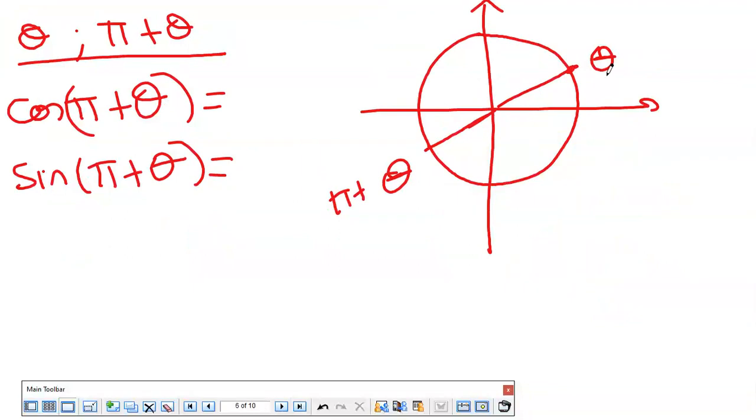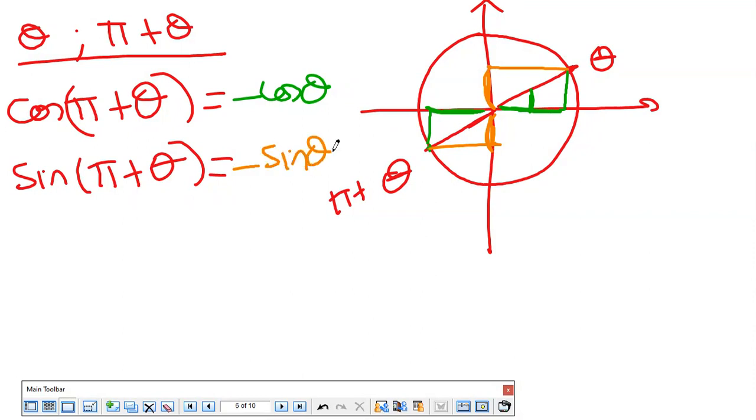Again and again. If this is theta, pi plus theta means it's theta plus pi, it's 180. So it's going to be in quadrant 3. If this is 30, 180 plus 30 is going to be in quadrant 3. Let's compare the cosine. This is cosine theta, and here is cosine pi plus theta. Is it the same? No, they are opposite. So this is minus cosine theta. And let's see the sine. Orthogonal projection over y. This is the sine theta, and this one is the sine of pi plus theta. Are they the same? No, they are opposite, so it's minus sine theta.